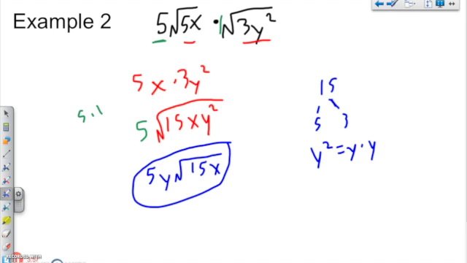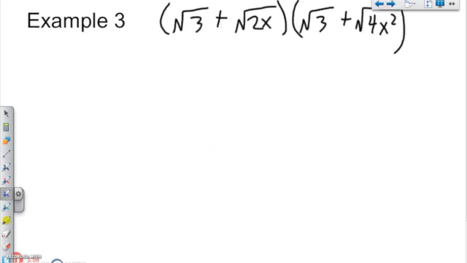Alright, let's do one more example. We're going to have a binomial times a binomial, except this time we're going to have radicals. We're still going to follow the exact same rules that we would when we were multiplying our polynomials though. We want to distribute this first term to both terms in the second binomial.